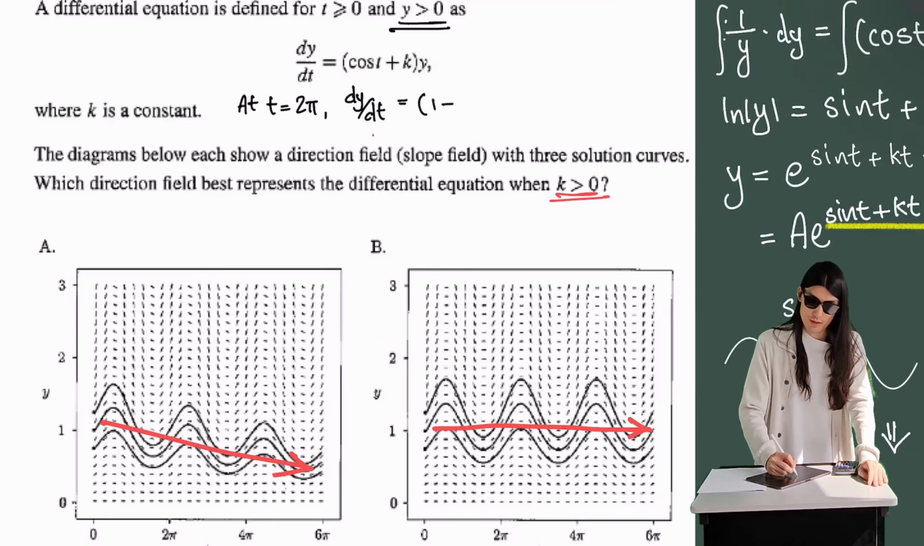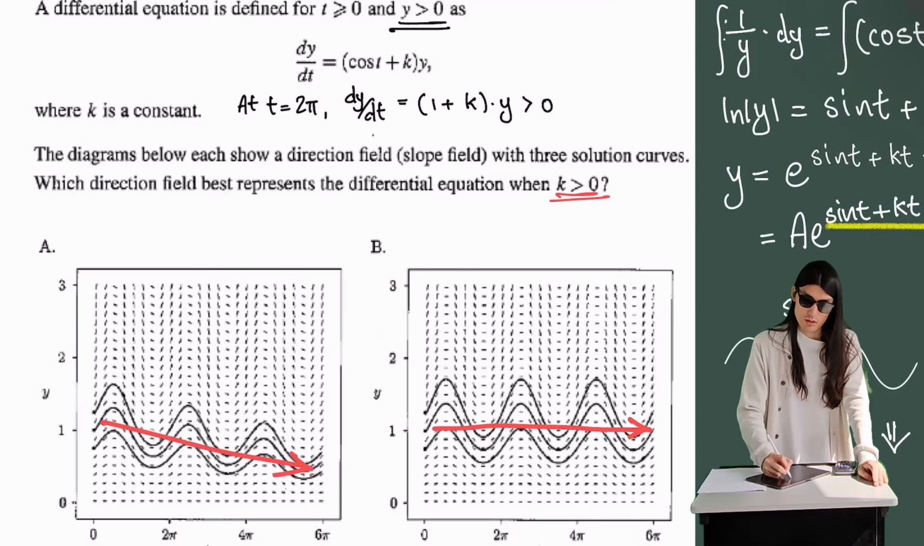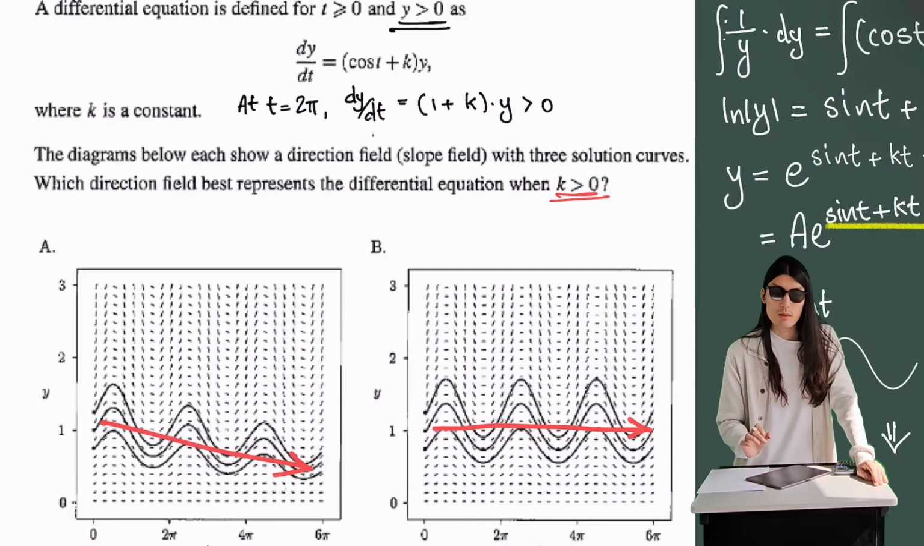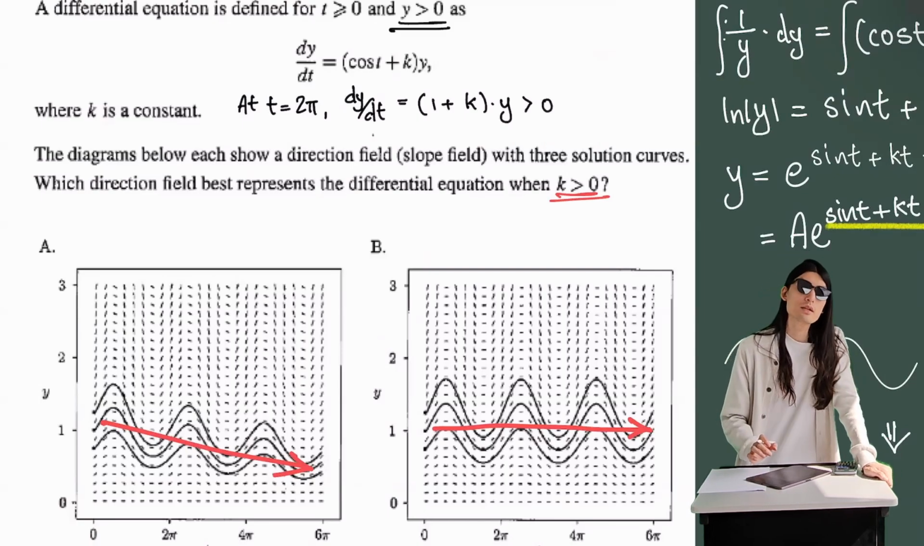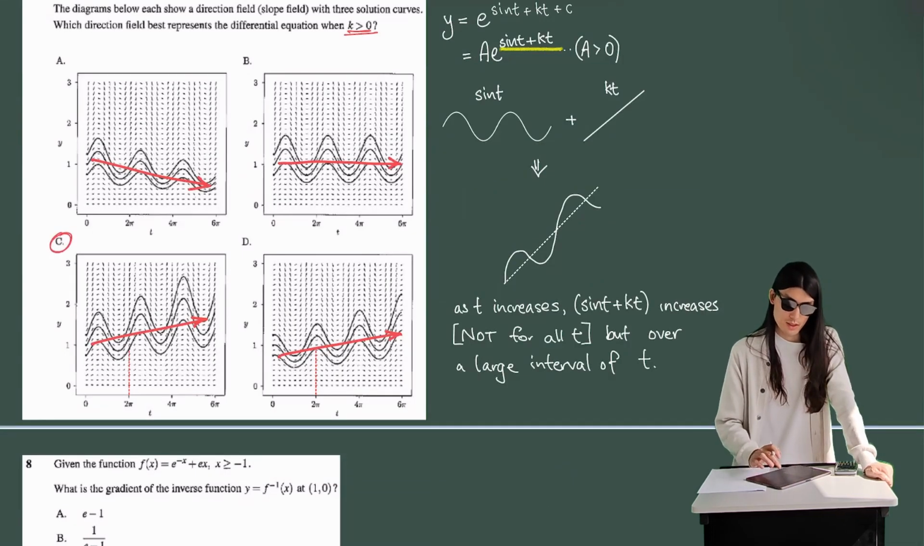dt is cosine 2 pi, which is 1, plus k times y. Now, what do I know about k and y? K and y are both positive numbers in the question, aren't they? So my derivative is 1 plus a positive number multiplied by another positive number, which of course must be a positive number itself. So my derivative is positive, meaning my solution curve is increasing at t equals 2 pi, doesn't it? So then based on that, what's the answer? The answer is then C.